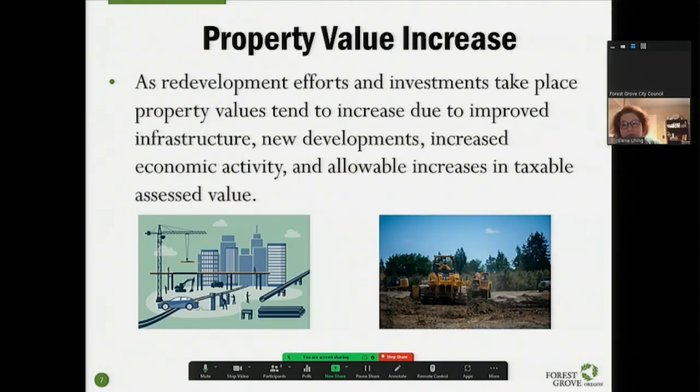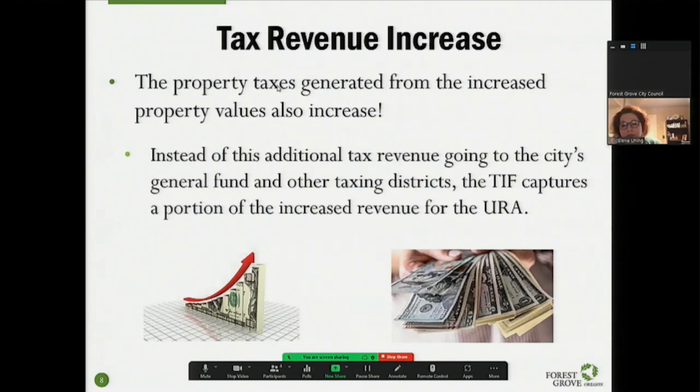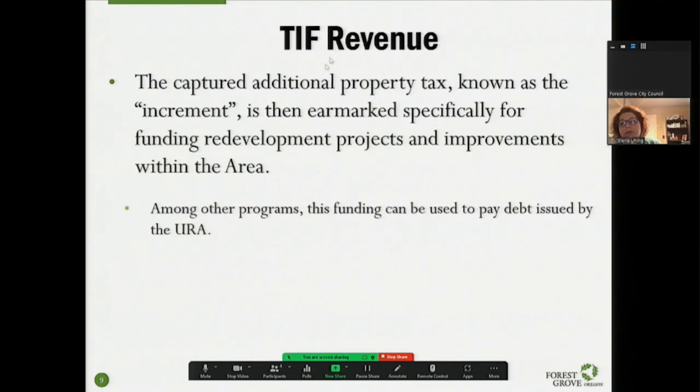Now that we have a baseline, we can use the urban redevelopment tools to increase property values. With improved infrastructure, new developments, rehabilitation of aging structures, and increased economic activity in the area, that allows for an increase in the taxable assessed value. Next slide, please. As property values and assessed value rise, tax revenue increases. This additional tax over the baseline is collected as the TIF. And then the next slide, please. TIF revenue can then be used for funding additional redevelopment efforts, creating a positive feedback loop of increased economic activity.